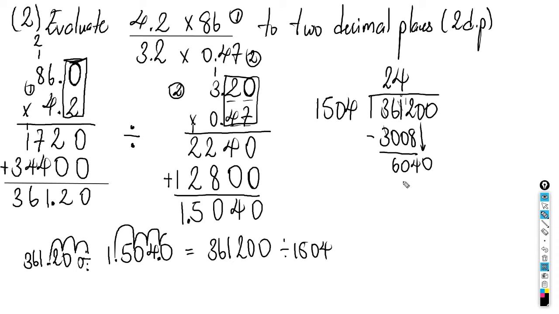And we're going to get 4 times 1504, which is 6016. And we're going to subtract that. We should get 3 here. And then we'll get a 4. 1 minus 3 gives us 24. 6 minus 6 cancels out. All right, so we'll get 24.